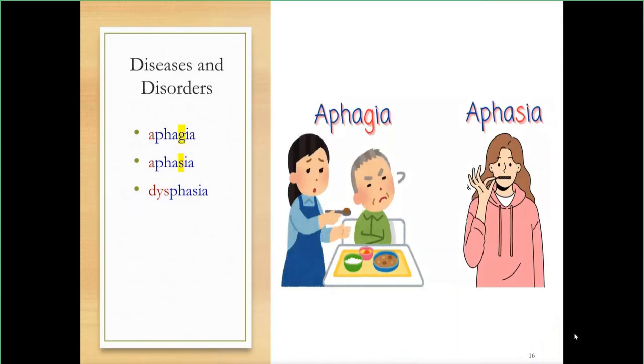Diseases and disorders. Aphagia, a means no. Phagia means eating. Aphagia is the inability or refusal to swallow. It is characterized by abstention from eating because swallowing is painful. Aphasia, phasia means speech. Therefore, aphasia is the absence or impairment of the ability to communicate through speech, writing, or signs. It results from a brain dysfunction.